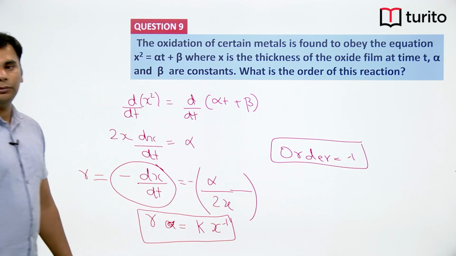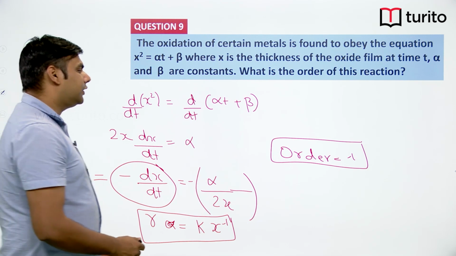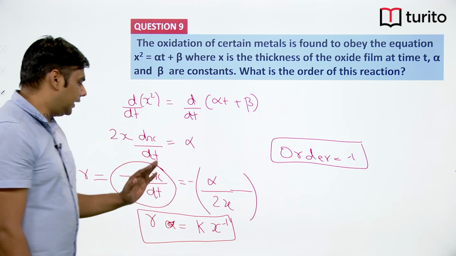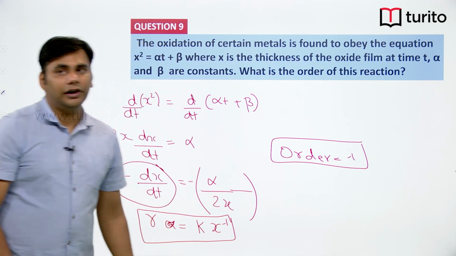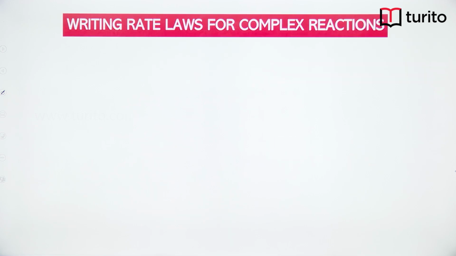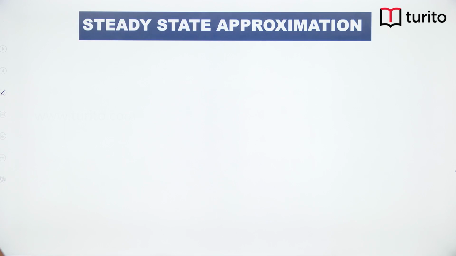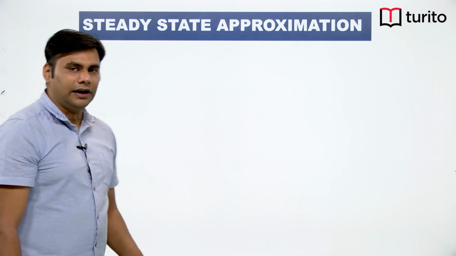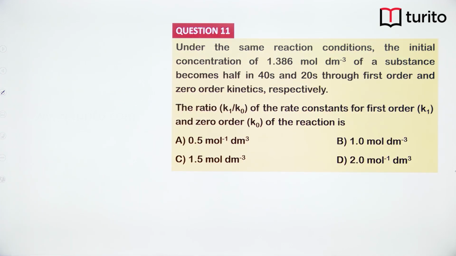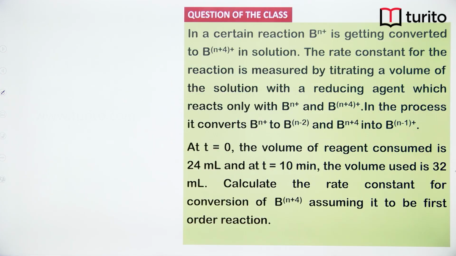Again a very simple question, a very beautiful question. You just have to differentiate, you will get the rate law and you will get the order. I hope this is clear to everyone. So we'll keep on solving 2 more questions. I also wanted to teach writing rate laws for complex reactions and steady state approximation. These are difficult, high level concepts which I will cover in the next class. Before that, just solve 2 more questions.